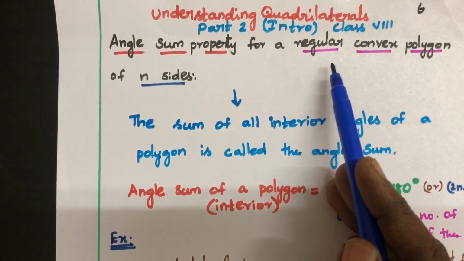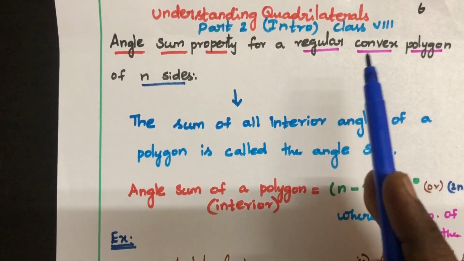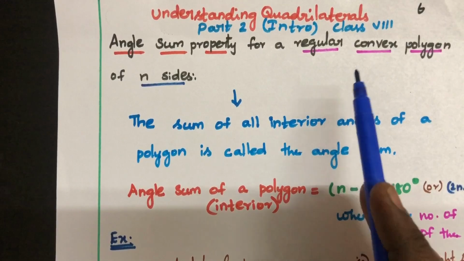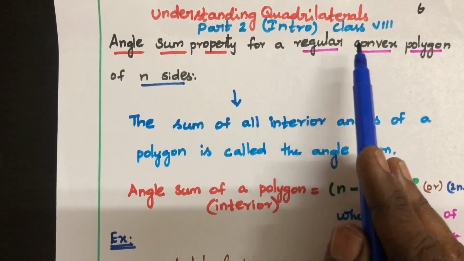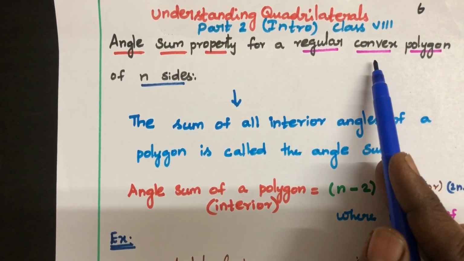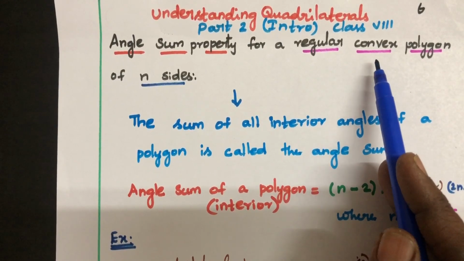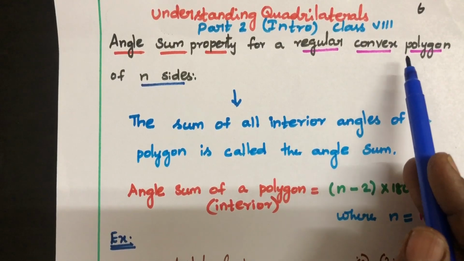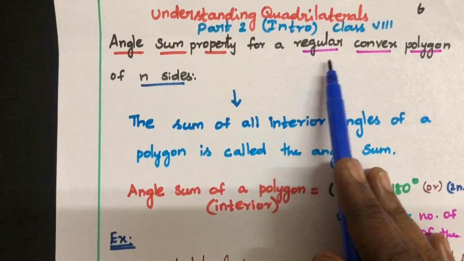What is a regular convex polygon? Regular means it must be equiangular and equilateral. That means all the angles in a polygon must be equal and also all the sides of the polygon are equal. That is called a regular polygon. Okay, what is convex? Convex means all the interior angles are less than 180 degrees. That is called a convex polygon. Also, its diagonals lie entirely inside the polygon, not outside, not in the exterior of the polygon. So this is called a regular convex polygon.